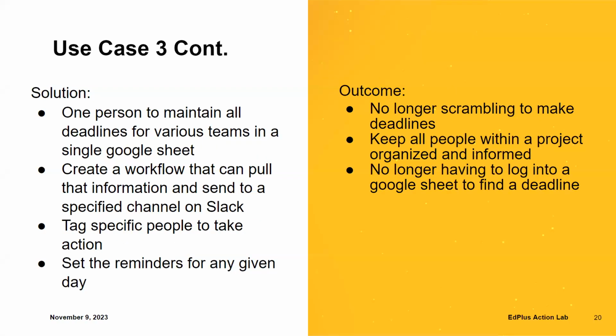So the solution was that we'd have one person maintain these deadlines for various teams, all on one single Google Sheet, but then we would use that Google Sheet to pull into Slack and give that reminder to everyone. So we create a workflow that can pull that information and send it to a specific channel that we specified. We have specific channels for these projects on Slack, and then it also will tag specific people to take action. So whoever needs to know will be tagged.